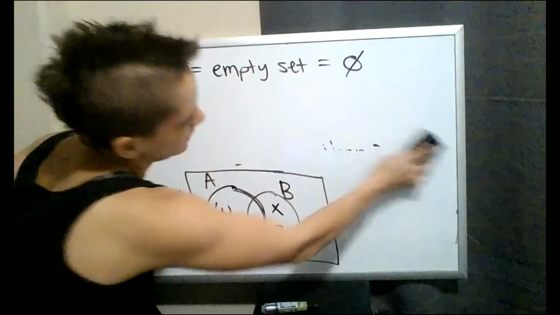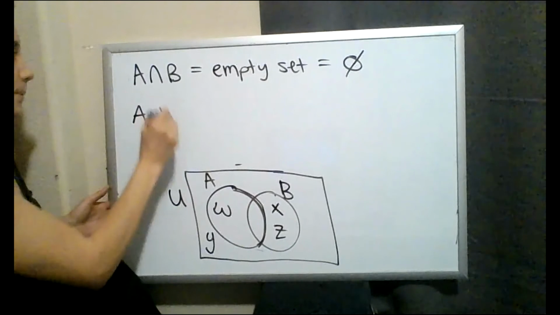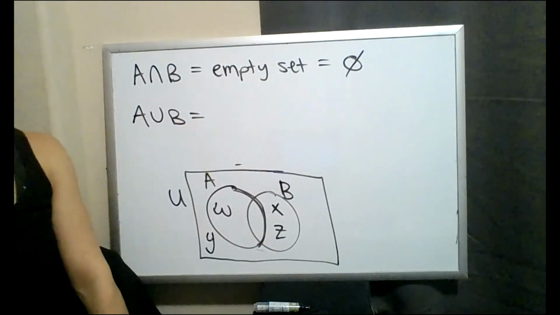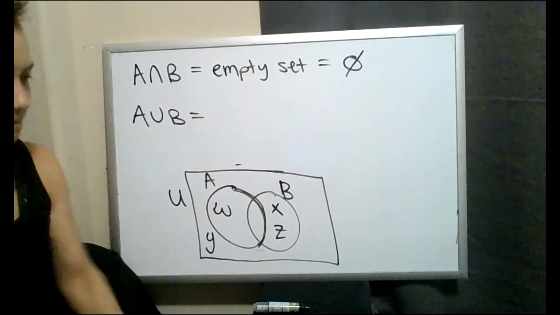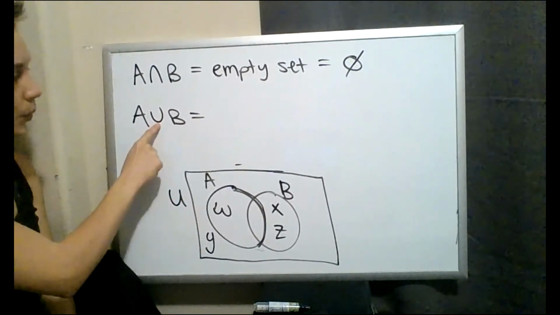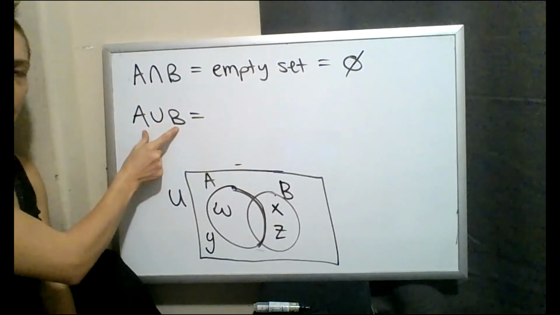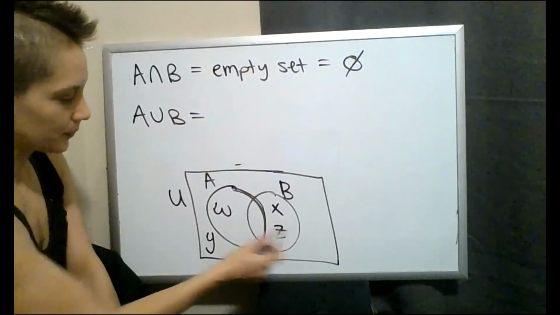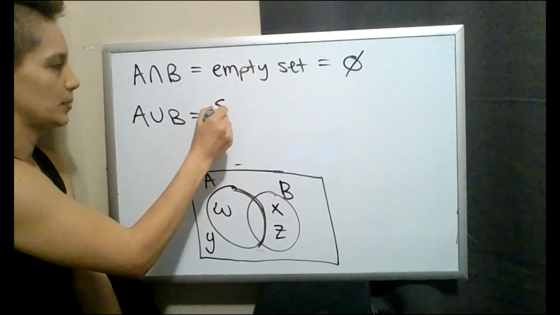We want to get the union. For union, it means or. So you're in A, or you're in B, or you're in both. So one, the other, or both. Which means it's this set together with that set. You need W, X, and Z inside of curly brackets.